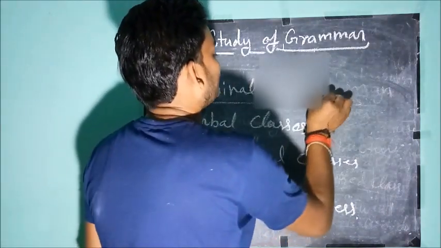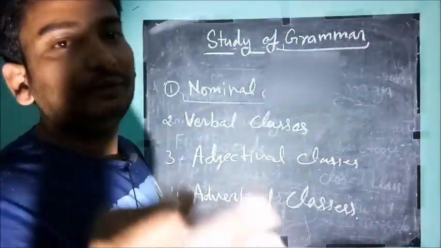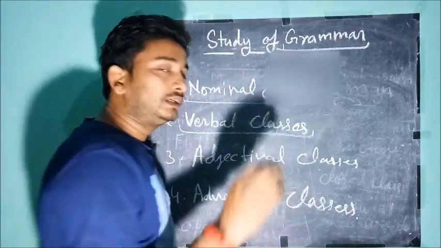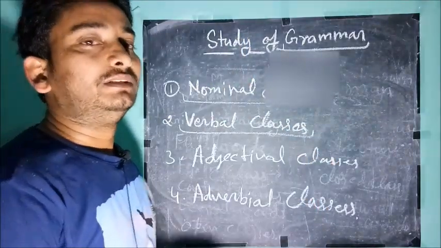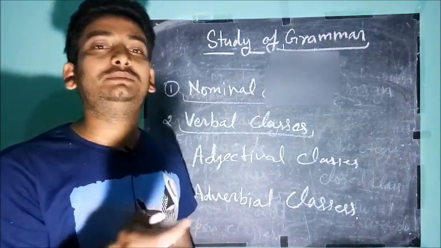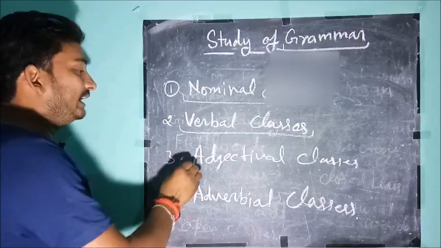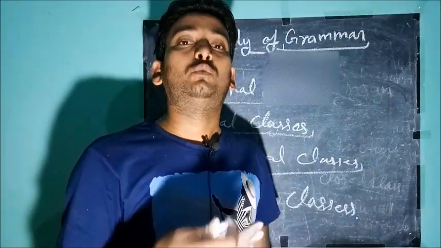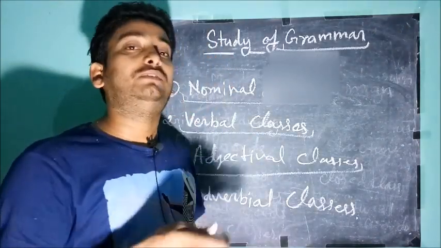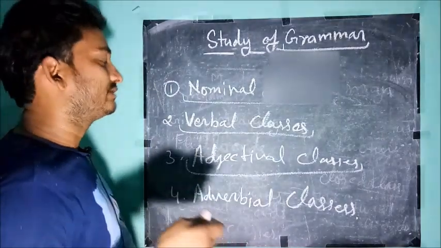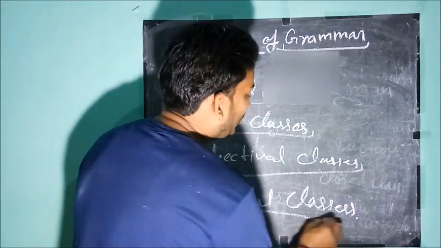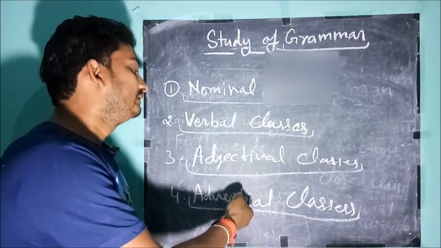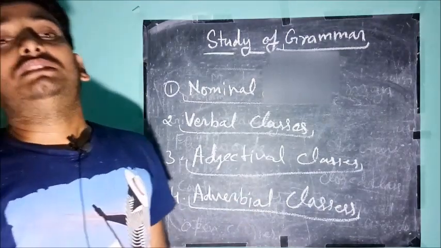Nominal classes are the words used at the place of subject in a sentence. Verbal classes are words used at the place of verb, that is, main verbs, linking verbs and helping verbs. Adjectival classes are the words used at the place of qualifiers, the words which qualify others like nouns and pronouns. And adverbials are also qualifiers that qualify the verbal class, adjectival class and adverbial class also.